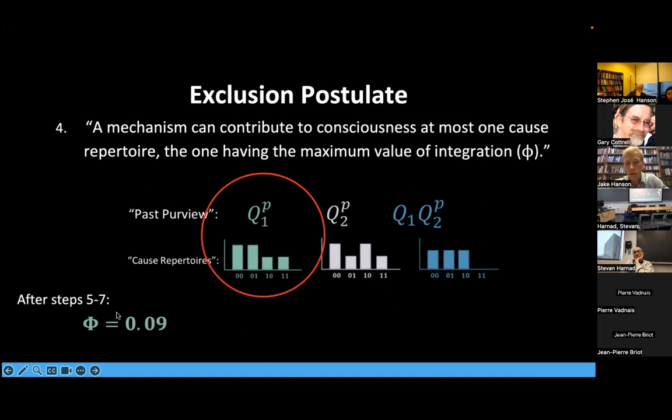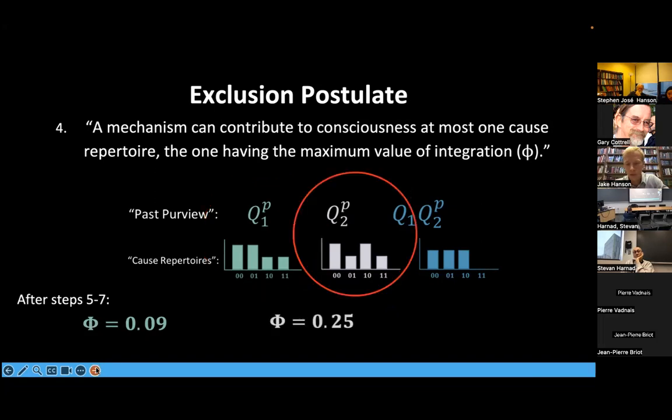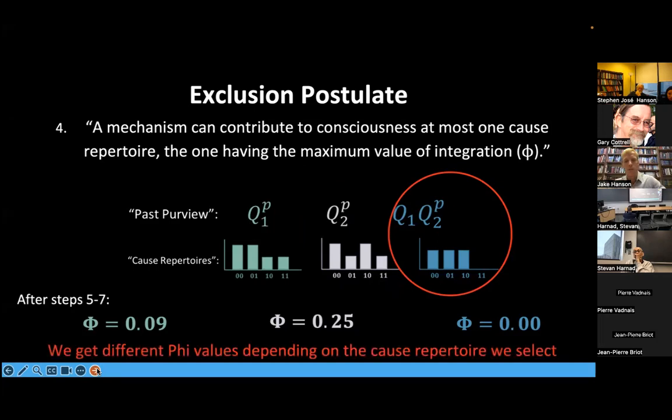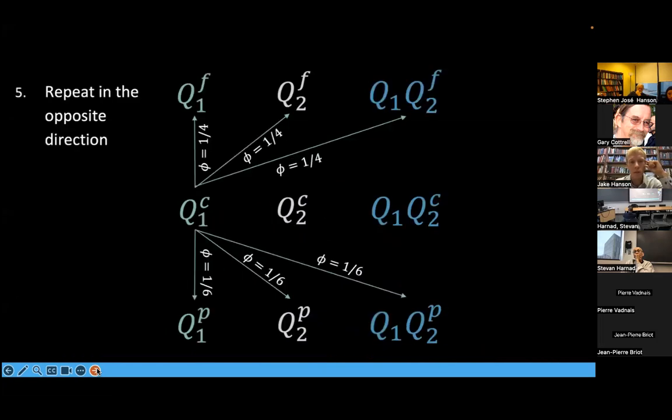So after you go through the next steps, which are further optimizations, you get a big phi, which is consciousness, of 0.09. But if you choose this one, you get 0.25. And if you choose this one, you get phi equals 0, which is unconscious. So you get conscious or unconscious depending on which of these cause repertoires you choose. And so the first part of the results is that you get different phi values depending on the cause repertoire. That's a big problem because, like I said before, you need to do this optimization over and over again for all these different combinatorial combinations.